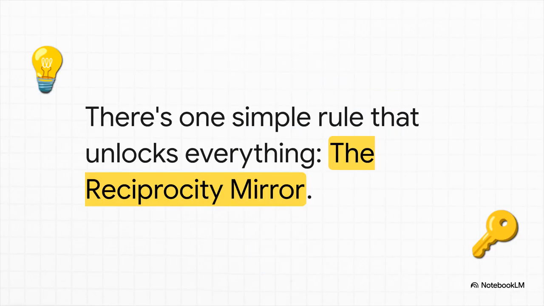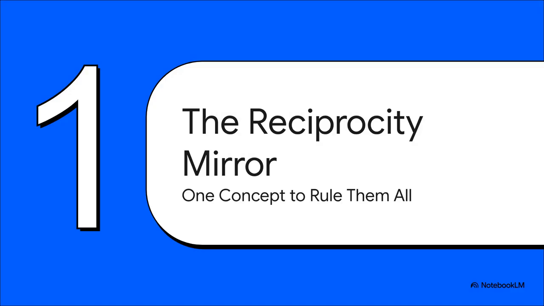But here is the secret sauce. Seriously, forget trying to memorize a dozen different journal entries for every little thing. You only need one single core concept. I call it the reciprocity mirror. And trust me, once you see it, you will never be able to unsee it. It changes everything.